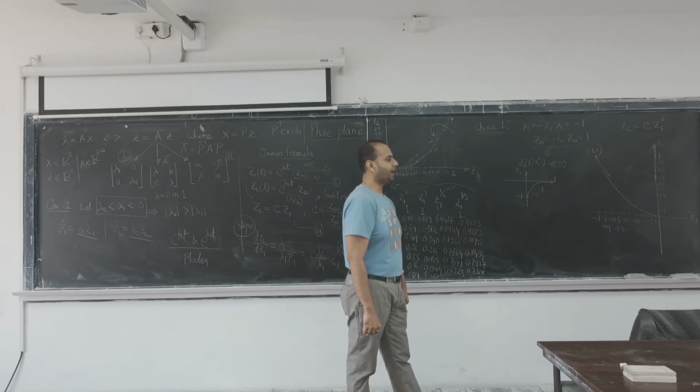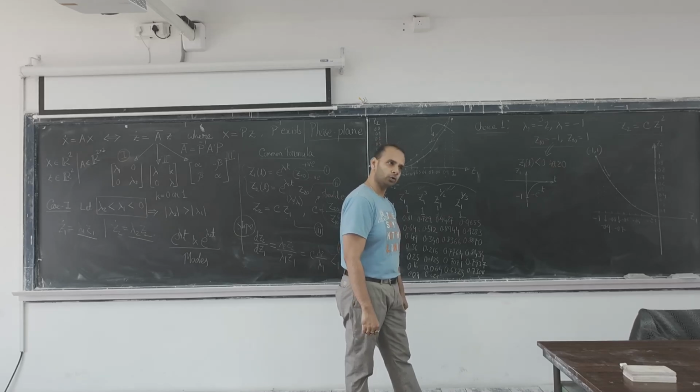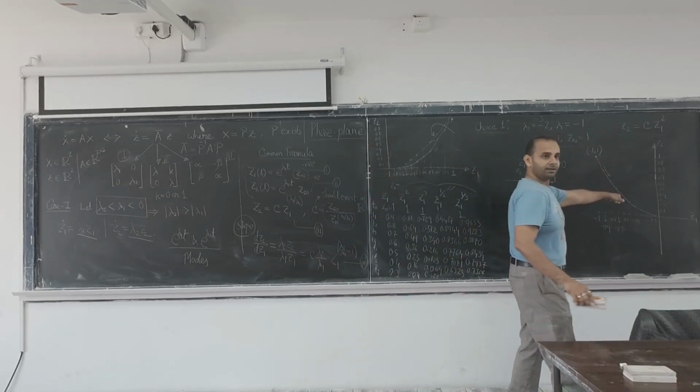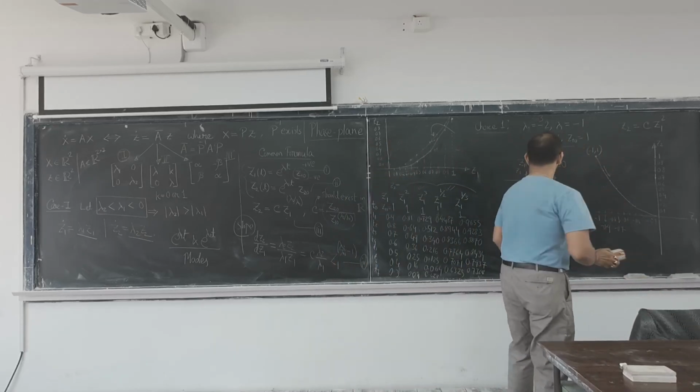We'll have to do it at least for one other quadrant, either third or fourth. Otherwise, our concept won't be clear. If we do it for the third quadrant, when Z10, Z20, both of them are negative, then what would happen? Is it clear for all of you?